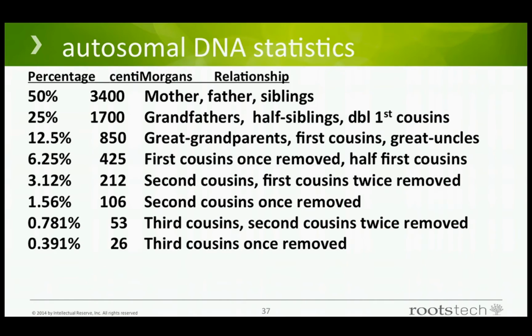If you move to the next generation where you're talking about your grandparents, your half-siblings, your double first cousins, we're down to 25%. Remember, I showed my granddaughters, one was 23% and one was 28%. So these are approximations. Then we go to 12%, 6.5%, and by the time we get down to the third cousins once removed, we've got less than 1%, less than 1/3 of 1%. So you can see why we say, this is what you get when you deal with an autosomal test. How closely related am I? Well, what percentage of DNA do I share?